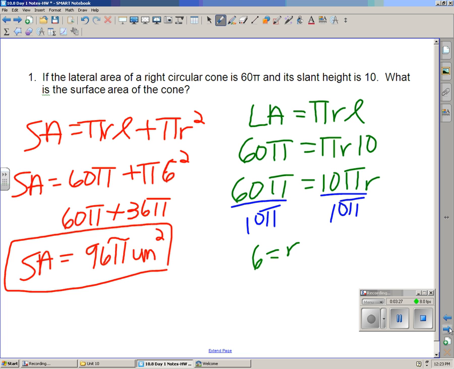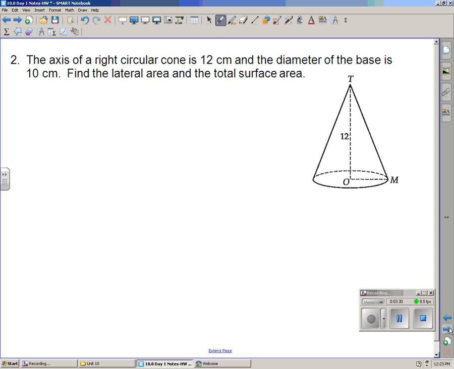Okay. Next example. The axis, that's the height, don't forget. The axis of the right circular cone is 12 centimeters, and the diameter of the base is 10. Diameter is 10. Find the lateral area and the total surface area. Well, to find the lateral area, we need to have pi RL. We're missing two things. We're missing the radius and the slant height, the L. We know that if the diameter is 10, though, then the radius must be half of that, or 5.